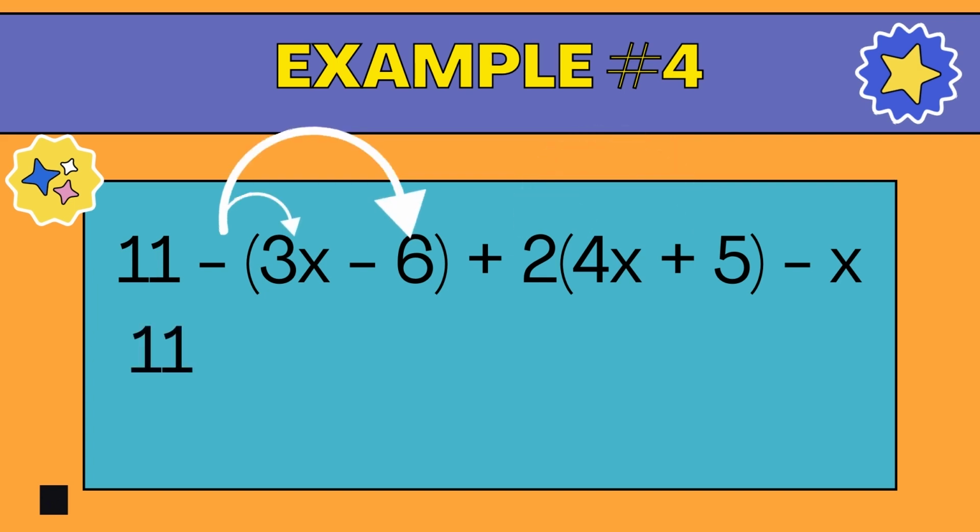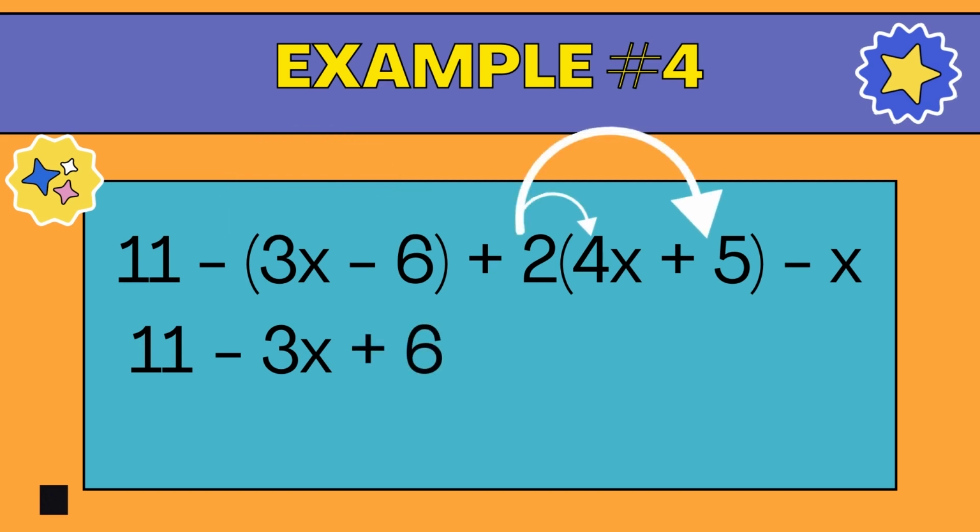Now we'll distribute the negative 1 to the 3x. So we can write down negative 3x or minus 3x. Then we distribute the negative 1 to the negative 6. Negative 1 times negative 6 is positive 6. Then distribute positive 2 to the 4x. Positive 2 times positive 4x is positive 8x. And positive 2 times positive 5 is positive 10 or plus 10. Now the minus x hasn't changed, so we just bring that down to the next line.